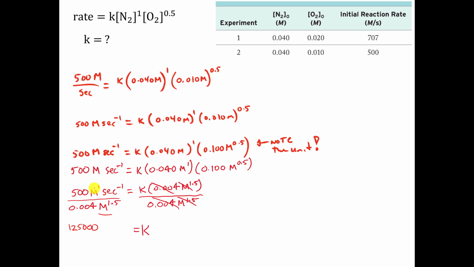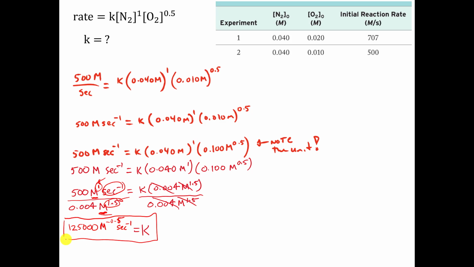And remember, very early in this collection of videos, in the background section, I said that if you have the same base, so we have the same unit, and you're dividing by powers of the same base, you take the top power and subtract away the bottom power. So the unit is going to be molar to the 1 minus 1.5, and 1 minus 1.5 is negative 0.5. So the unit here will be molar to the negative 0.5, which is a little bit weird, but that's what it is. And also the second to the negative 1 power doesn't cancel anything. So this is our K number.